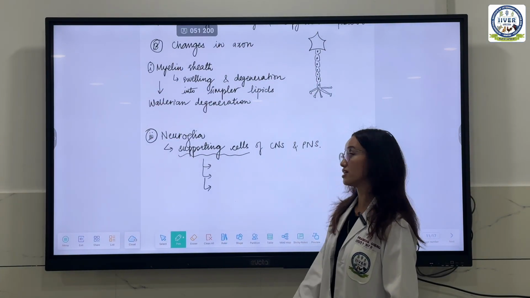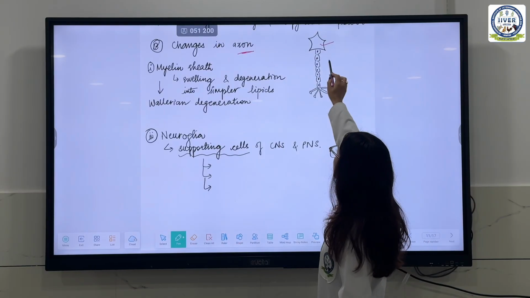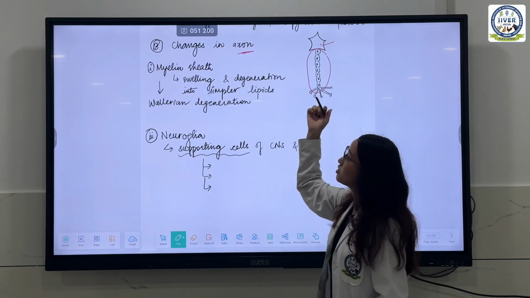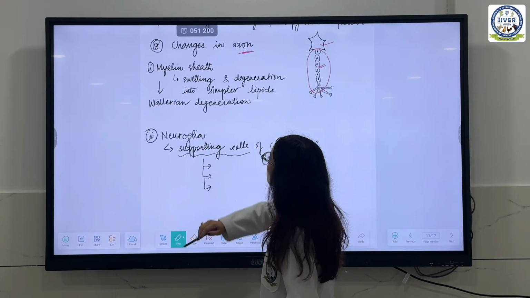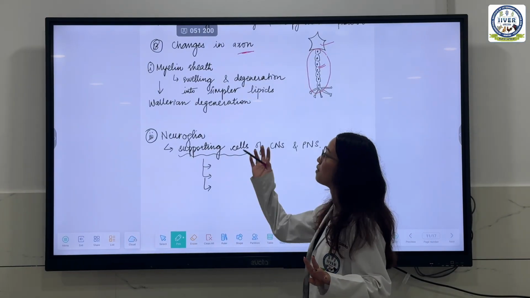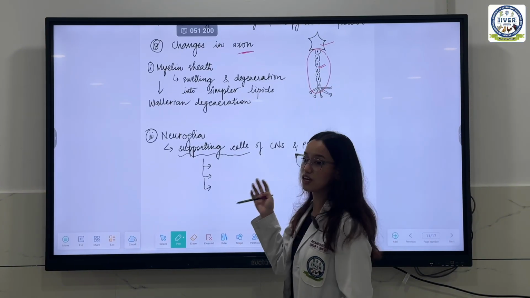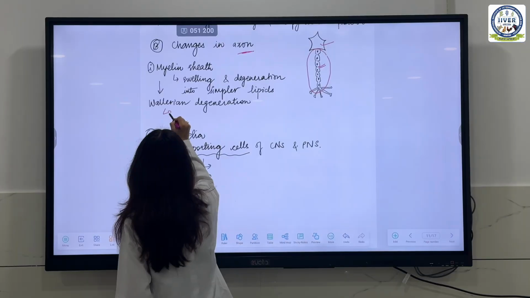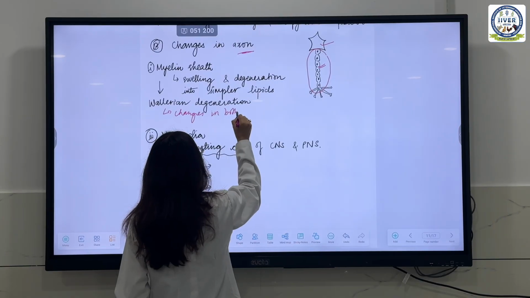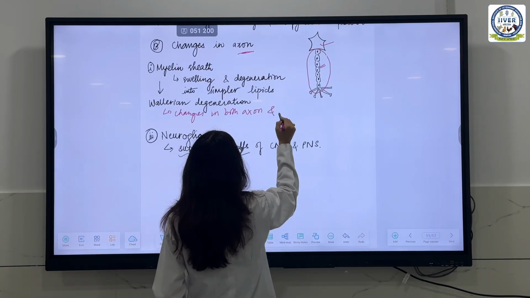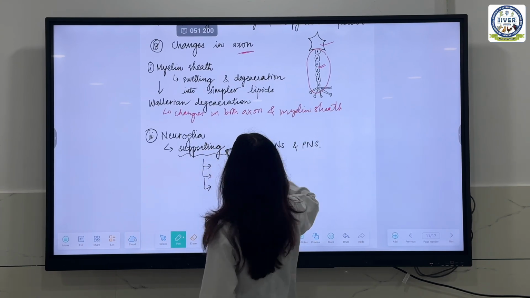So now we will start the next subtopic, which is changes in the axon. Previously we did the changes in the neuron. Now we come to the axon part. Under the changes in the axon, we have first our myelin sheath. There are basically two changes that happen in the myelin sheath. First, swelling and degeneration into simpler lipids of the myelin sheath. Second, we have Wallerian degeneration, where changes take place in both the axon as a whole and the myelin sheath, which is called Wallerian degeneration.